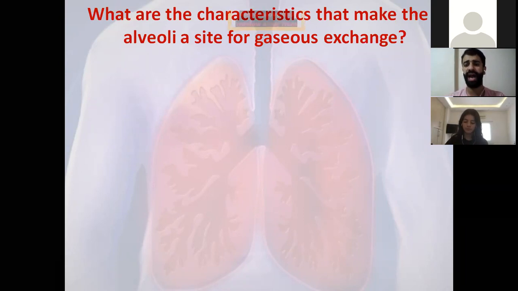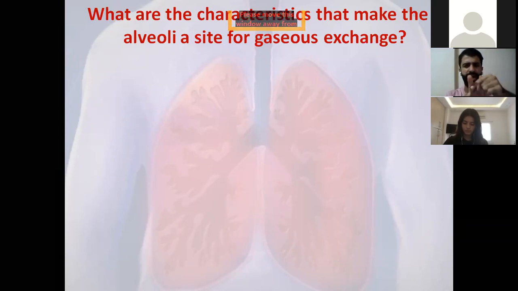The exchange of gases occurs at the level of the alveoli. So we take in oxygen and we release carbon dioxide. This is called the gaseous exchange. This occurs at the level of the alveoli. What makes the alveoli the best site or the best place for the gaseous exchange?